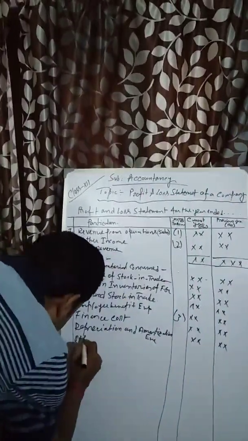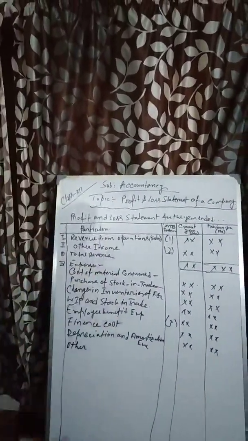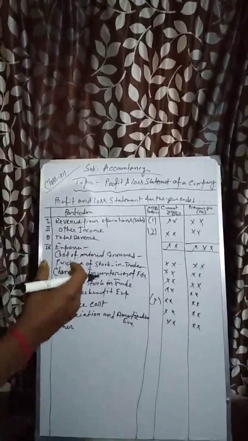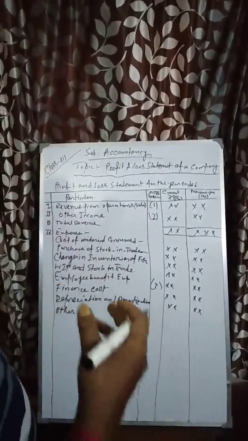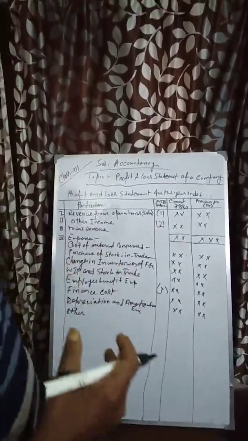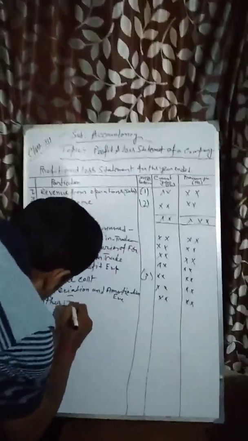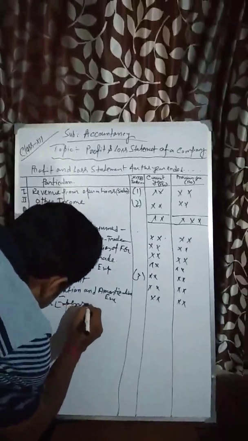Now next is other expenses. Whatever cost does not come under the other heads, that is cost of material purchase, changes in inventory, WIP and closing stock, employee benefit expense, finance cost and depreciation, if there is any other cost, it comes under other expenses. Okay. Now total expenses you can find. Total expenses.